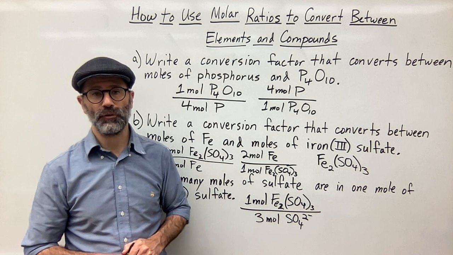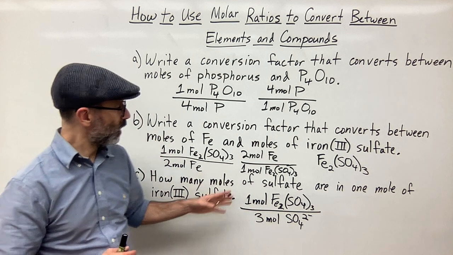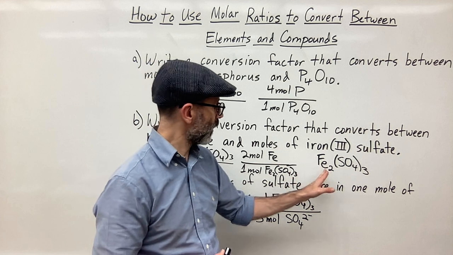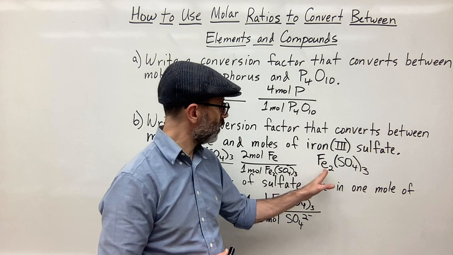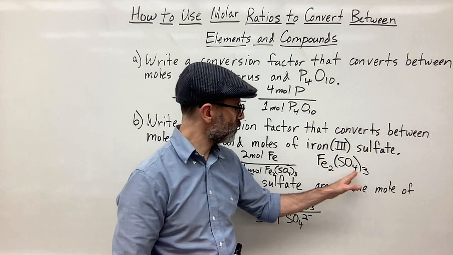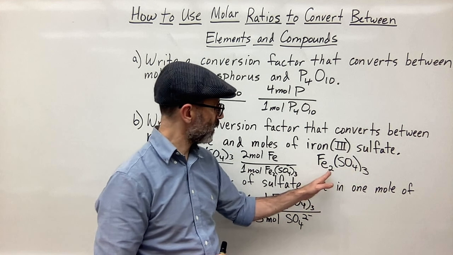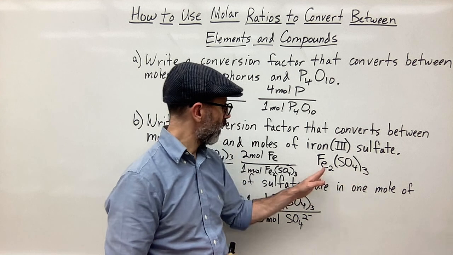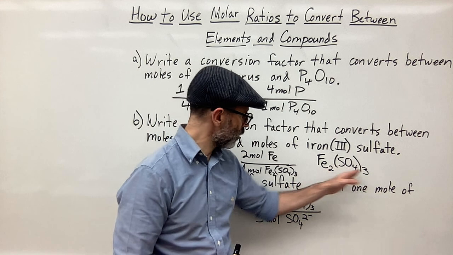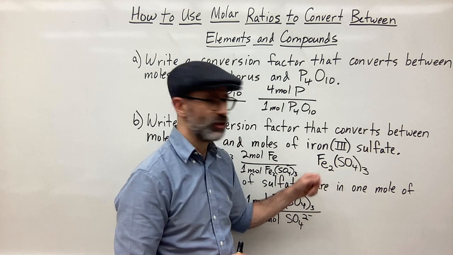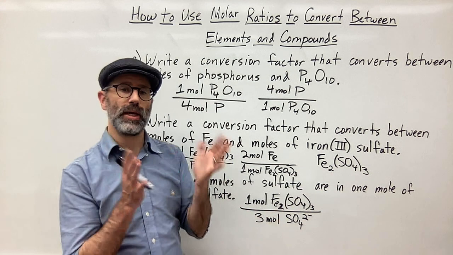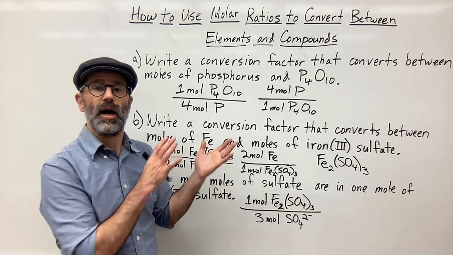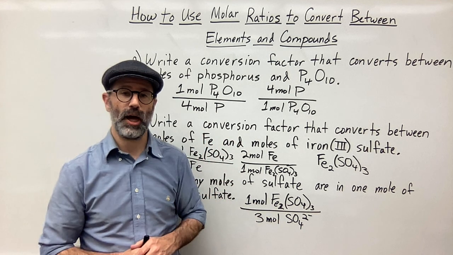Also, keep in mind, you could also do mole ratios between elements in your compound, right? So here I could do a mole ratio between the number of iron atoms and the number of sulfate ions. So here would be a 2-to-3 ratio. Or I could do the ratio between sulfur and iron, which would be a 3-to-2 ratio. Or oxygen. So I can do mole ratios between elements in the compound as well. But here I'm just showing you between the compound and the element itself.